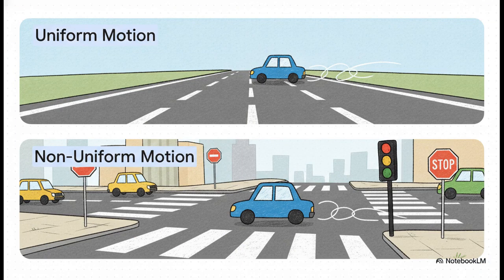When you finally hit a wide open stretch of highway and set your cruise control, moving at a steady, unchanging speed in a straight line, you are experiencing uniform motion. It's smooth, it's predictable, and it's relaxing.